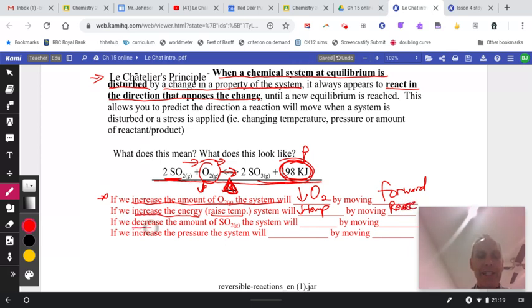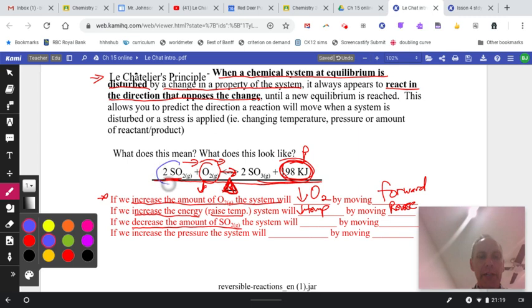Okay, what if we decrease the amount of SO2? So let's switch colors here. Blue. So SO2, if we remove SO2, the teeter-totter goes up. We have to move in reverse to replace the SO2. So if we decrease the amount of SO2, the system will try and increase the SO2 by moving in reverse. Okay, so far so good, I hope.